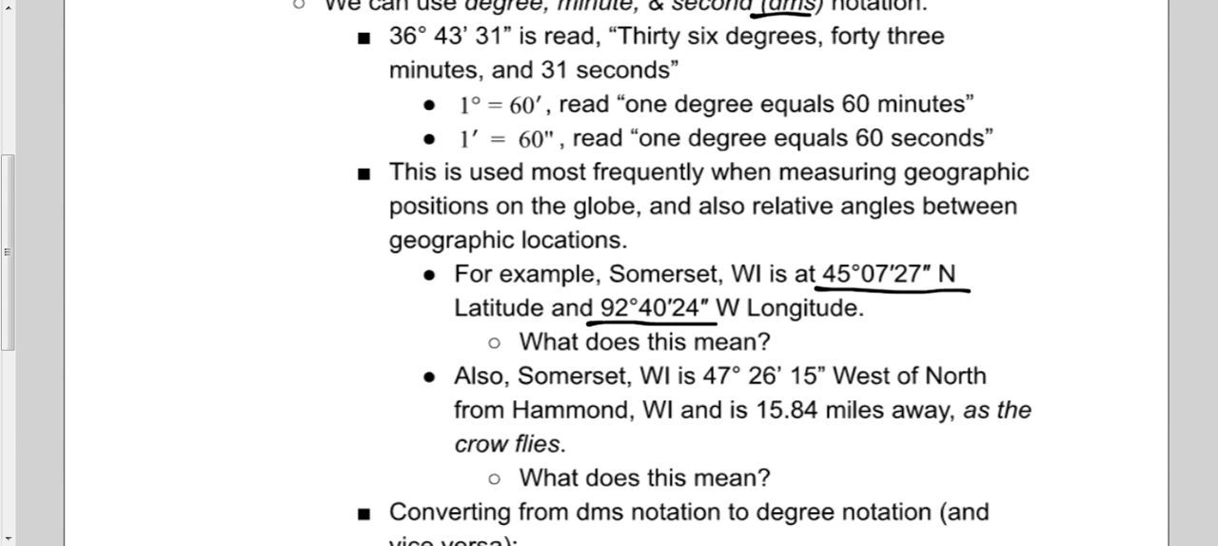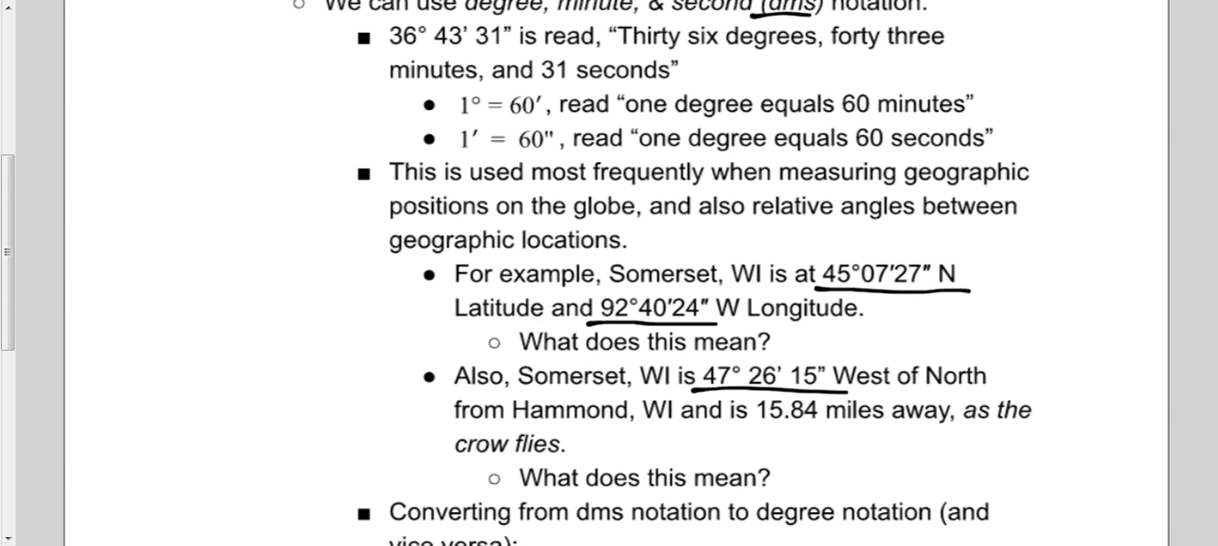But we can also do relative angle measures. Case in point, Somerset is 47 degrees, 26 minutes, 15 seconds west of north from Hammond, Wisconsin. West of north? Here's what it means. If I'm sitting in Hammond, Wisconsin, I want to know what direction is Somerset. I could say northwest, but northwest might be somewhere in there.